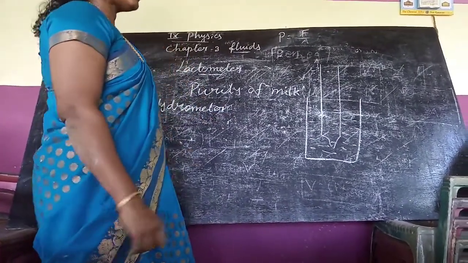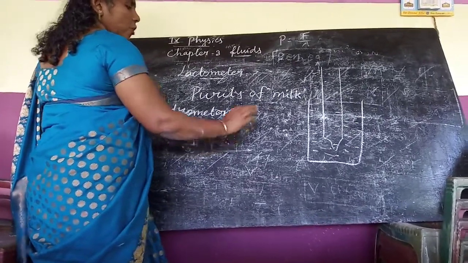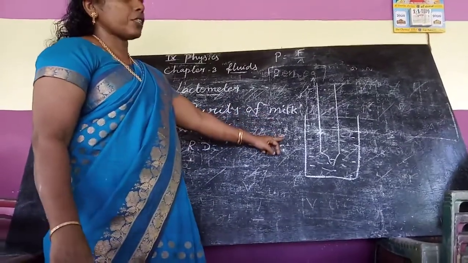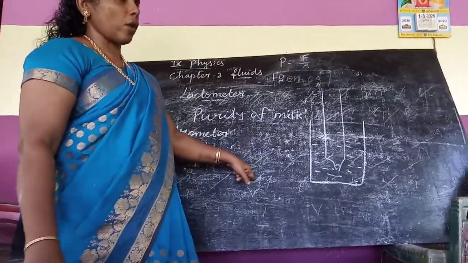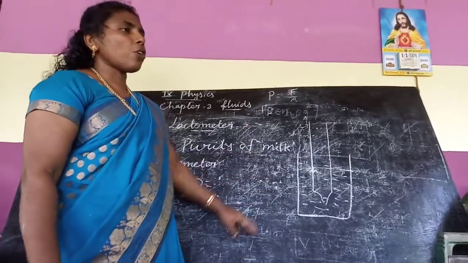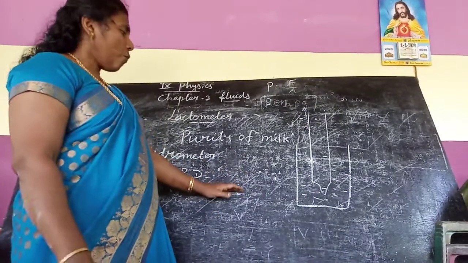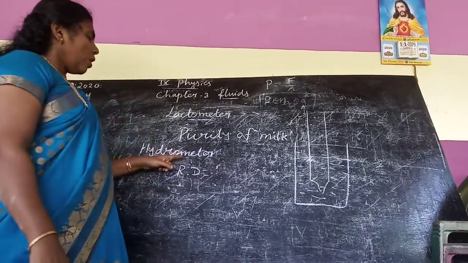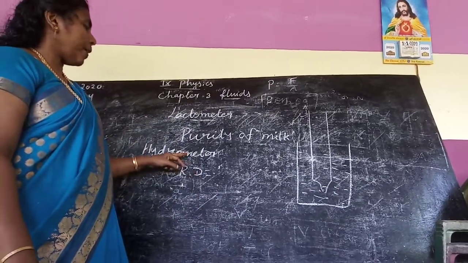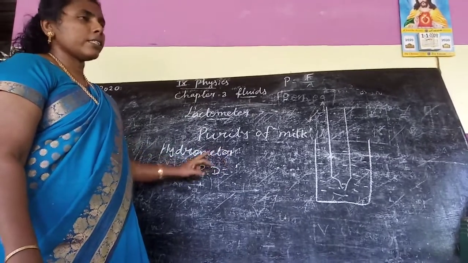Now what is relative density? Already we have learned. Relative density means the ratio of the density of a substance to the density of water. So like that we find out the relative density of a liquid by using this hydrometer. Very important question. You have to learn this hydrometer.